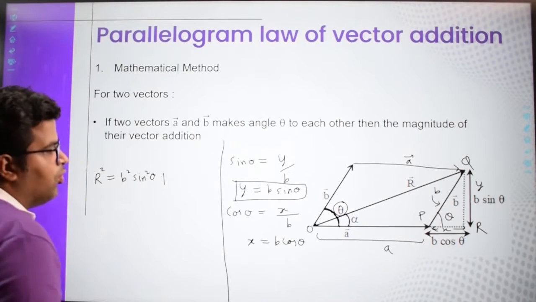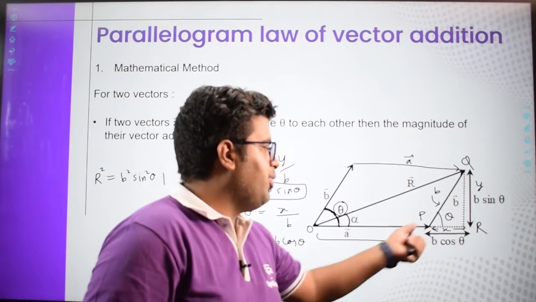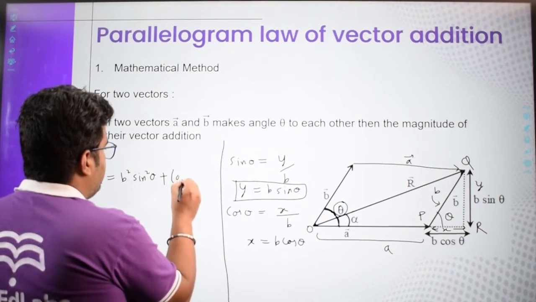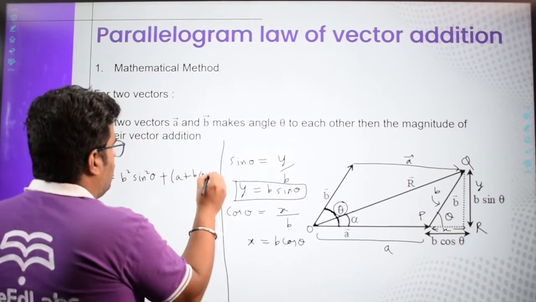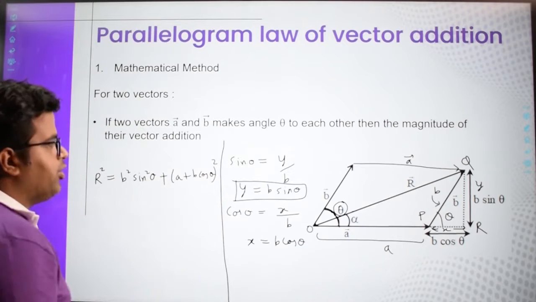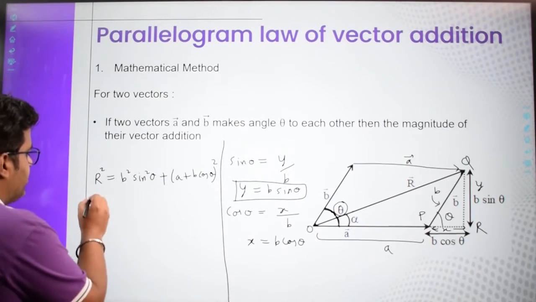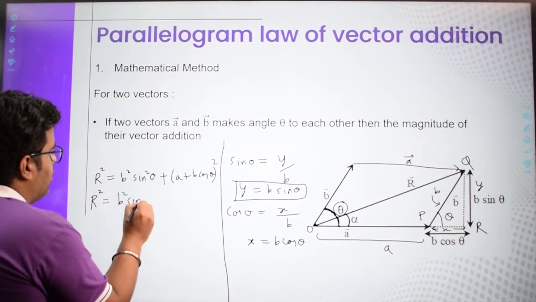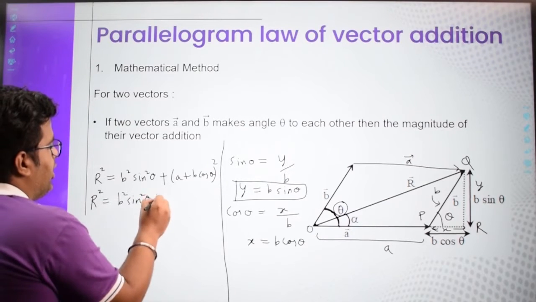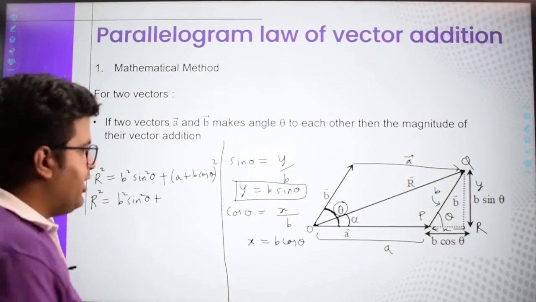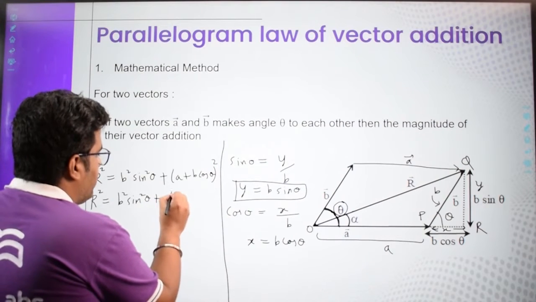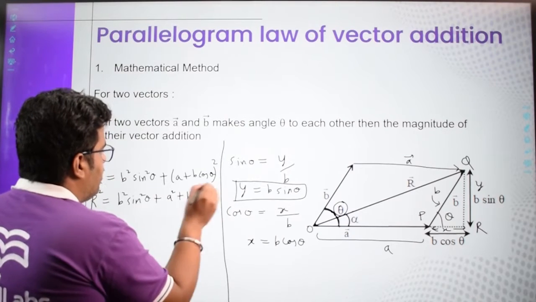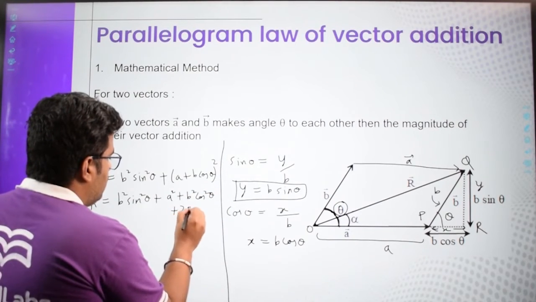Now if I ask you what is the value of this base, it is A plus b cos theta. So this is going to be (A plus b cos theta) whole square. That's your Pythagoras theorem. Now if I simplify this further, R square is equal to b square sine square theta plus, using the formula of (A plus B) whole square, which is A square plus B square plus 2AB, A square plus b square cos square theta plus 2ab cos theta.